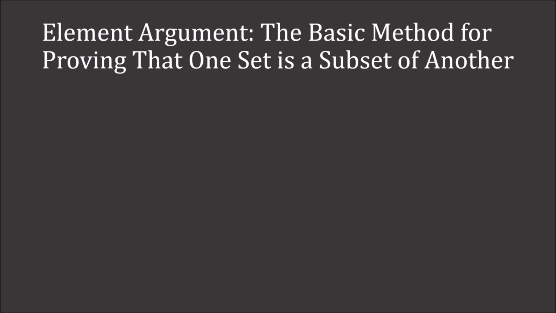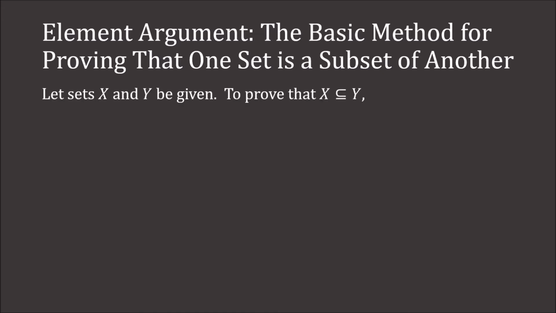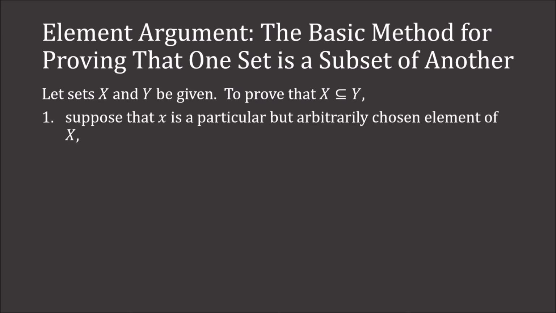So this is a new type of proof. It's called the element argument. And this is the basic method for proving that one set is a subset of another. So let sets X and Y be given. Prove that X is a subset of Y. We suppose that x is a particular but arbitrarily chosen element of X, and then show that x is also an element of Y.